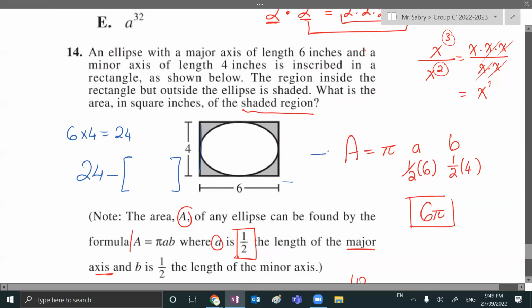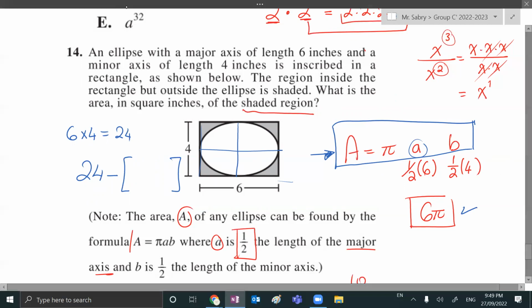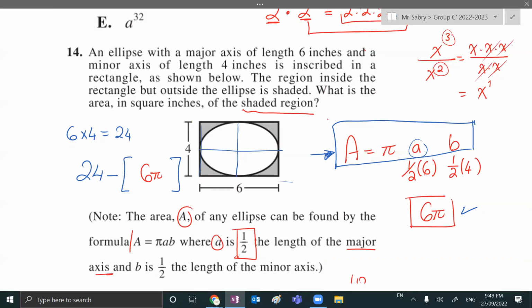Now, what's the area of the white part? It's the area of an ellipse, where they explain that this is its rule. The rule is mainly pi times a times b, where a is half the axis and b is half the other axis. And by axis, I mean those two, this length and that length. So I did it as half 6 and half 4. Pi times half 6 times half 4 got me the 6 pi, which is the area of the ellipse. So I removed from the rectangle the ellipse inside, and that's how I got the shaded. Do you understand? Yes, I understood. Okay. Thank you. You're most welcome.